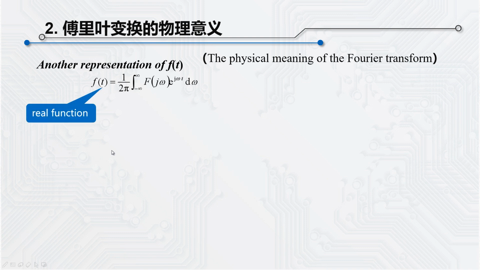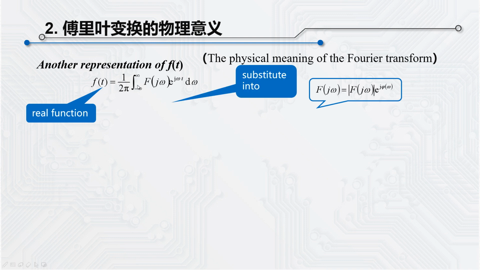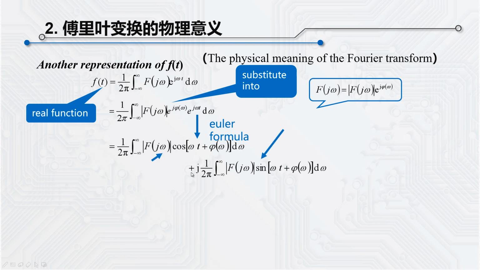f(t) is a real function. F(j omega) is a complex function. It can be expressed by its modulus and phase. Replace F(j omega) in the original expression. We can get another formula for f(t), and then according to Euler's formula, e to the power of j phi(omega) and e to the power of j omega t can be expressed in the form of a cosine function and a sine function. Then we can get the following formula.